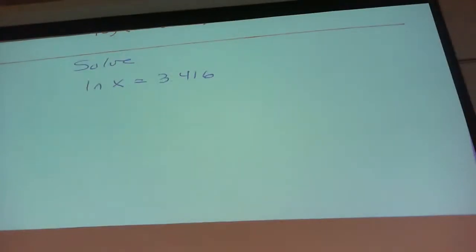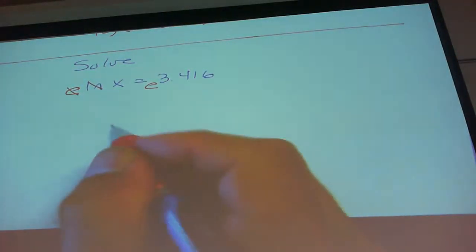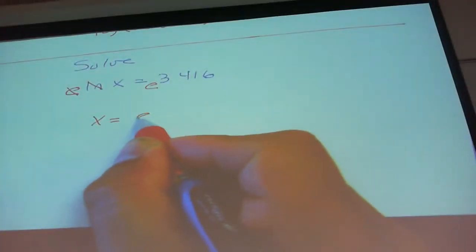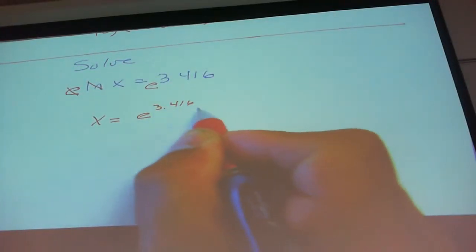You may or may not remember, if I want to get x by itself, how do I get rid of ln? What's the opposite of ln? Anybody remember from algebra? We know the opposite of plus is minus, opposite of multiply is divide. The opposite of ln is e. If you e in ln, we're left with x equals e to the 3.416.